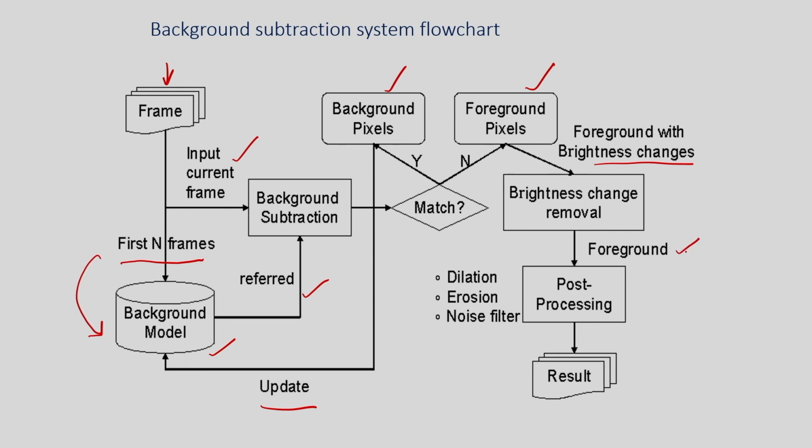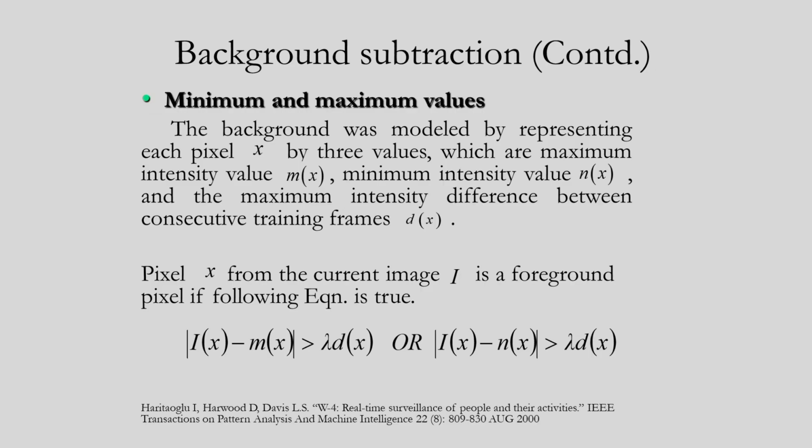After this, we have to do some post processing. Maybe we can employ morphological image processing operations like dilation, erosion, and noise filters, and ultimately I will get the output, that is nothing but the foreground image. So, I can separate foreground and background by considering this background subtraction algorithm. And this is also a very old technique. It is published in IEEE Transactions on Pattern Analysis and Machine Intelligence.